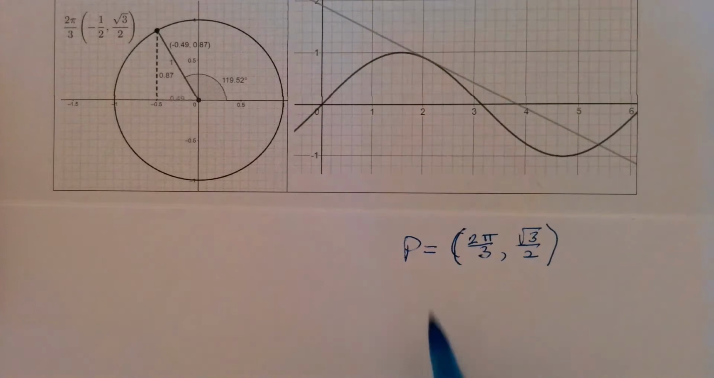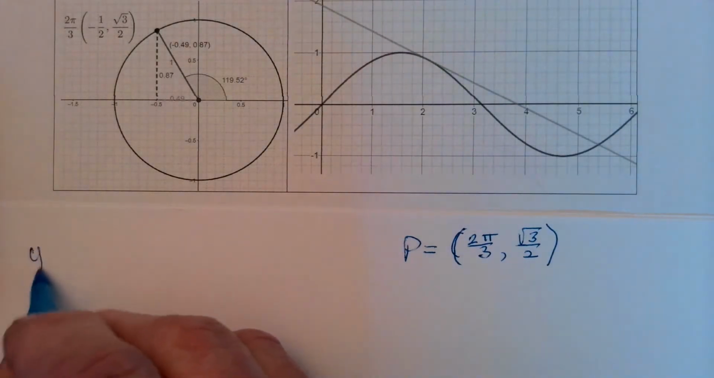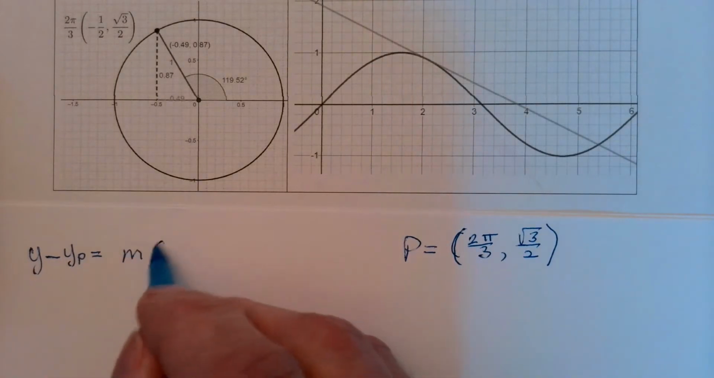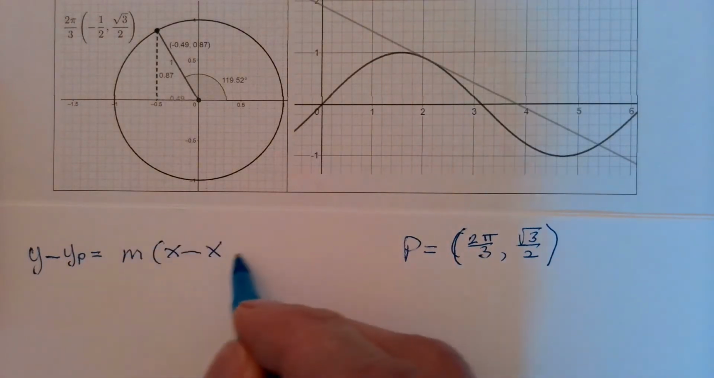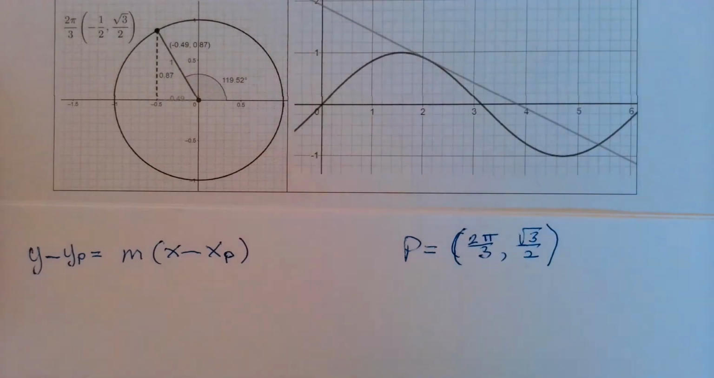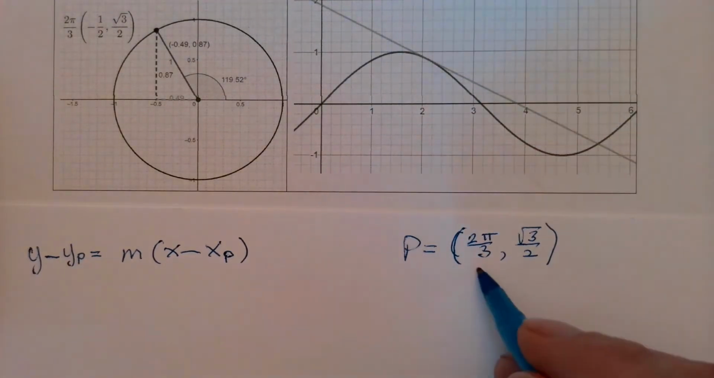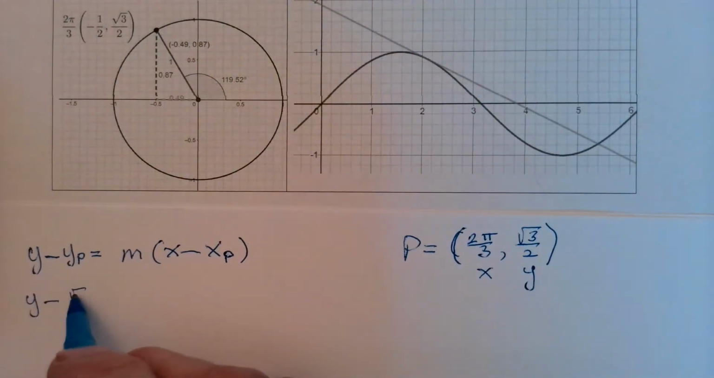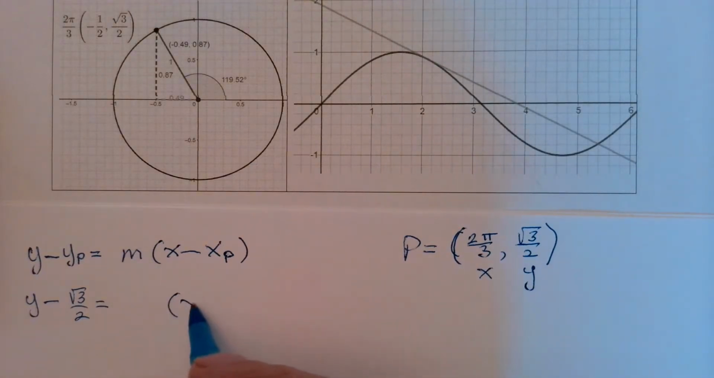Okay, so for a point like P, you want to write a point-slope equation that generally has a form like this. And we already know two of the things that we need to inject into this form. We know the x and the y for the point P. This is the x, this is the y, so I'll put those in there now. So it's y minus root 3 over 2 equals, and then I'll skip that for a second, and it's x minus 2 pi over 3.